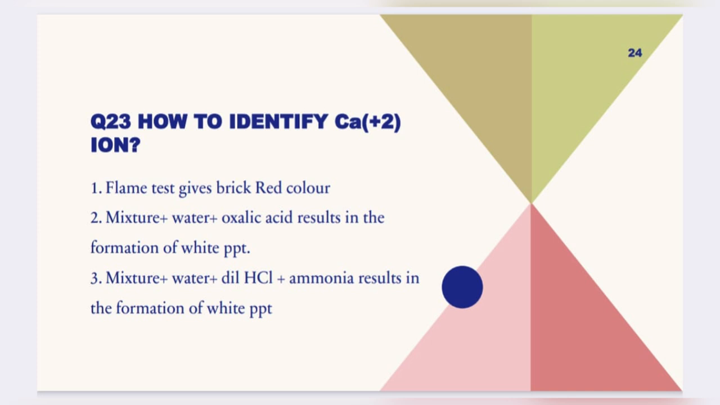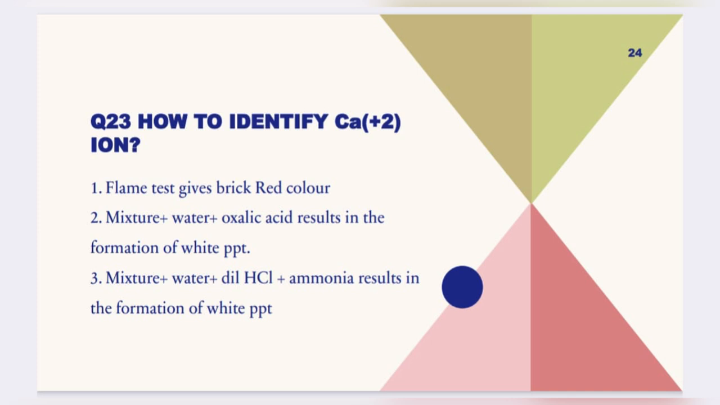Method number 3. You take a mixture, you add water to it, add dilute HCl to it, and add ammonia. It results in the formation of a white PPT. So this is the confirmation of calcium ion. We now move to the last question. Yes, it must be a great relief to you, isn't it, my dear friends?